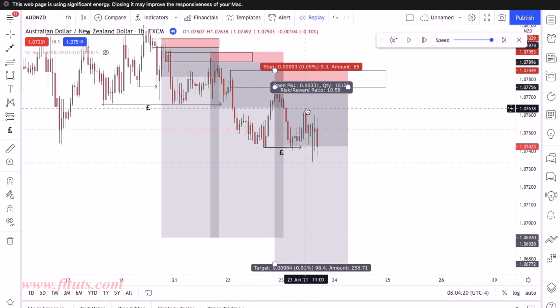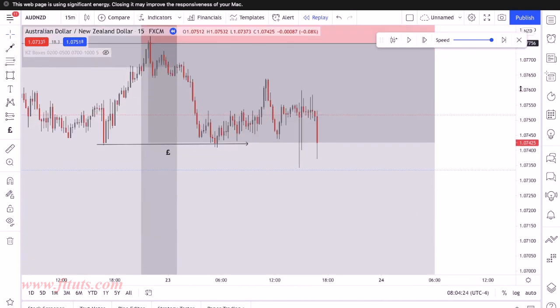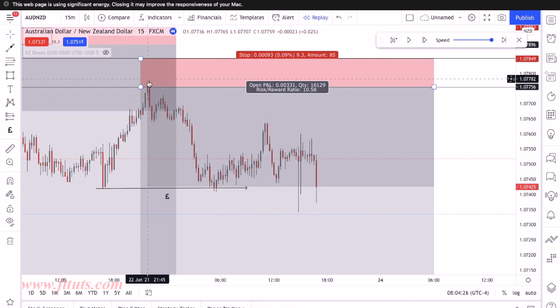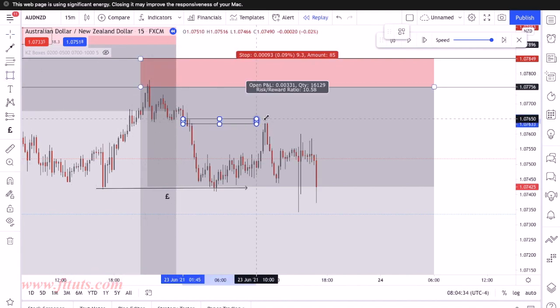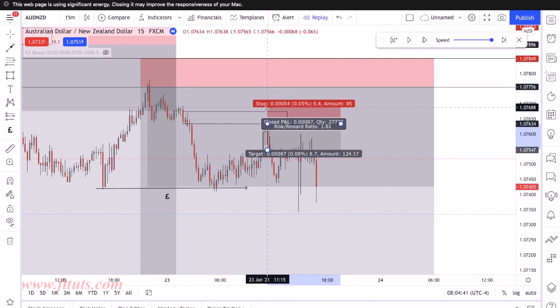Now this pullback, how could we go in for a re-entry? Break down to the lower time frame. Now once we break down to that lower time frame, what can we identify? A drop, a base, and a drop, right? Now before this drop, what can we identify right over here? Another area of supply. Now that would have been another entry point.